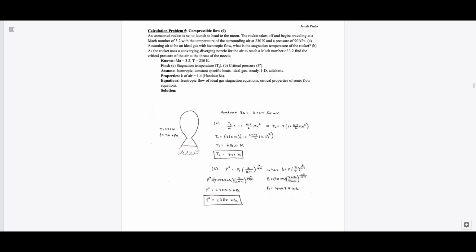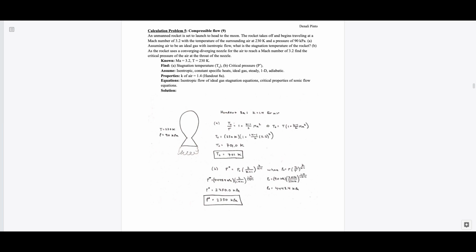This calculation problem will cover topic 9, compressible flow. The equations used in this problem were the stagnation equation and critical properties of sonic flow equation. The air was assumed to be an ideal gas, and its flow was assumed to be isentropic. Also, it was assumed to have a constant specific heat and be flowing steadily in one dimension. The value of K for air was looked up in handout 8A and found to be 1.4.